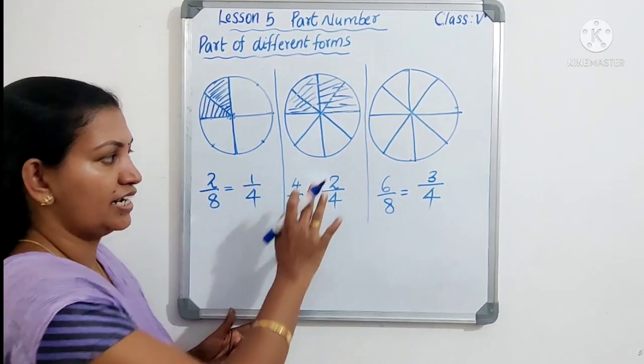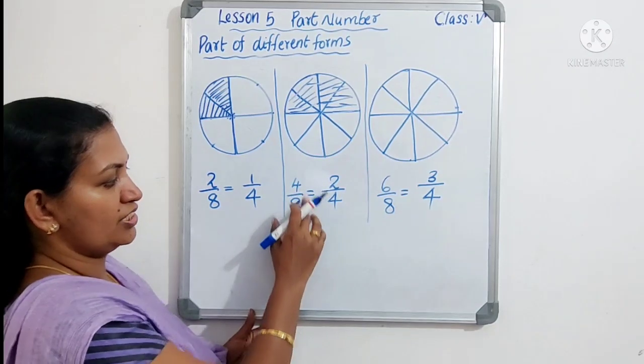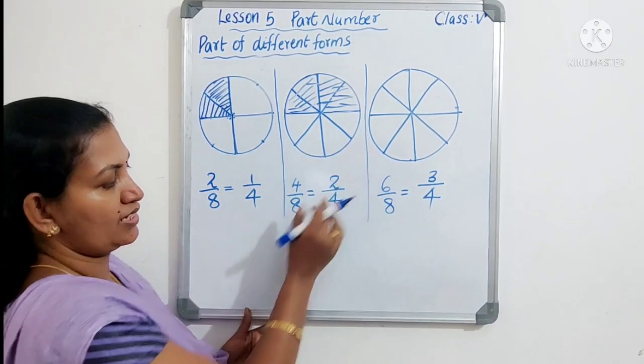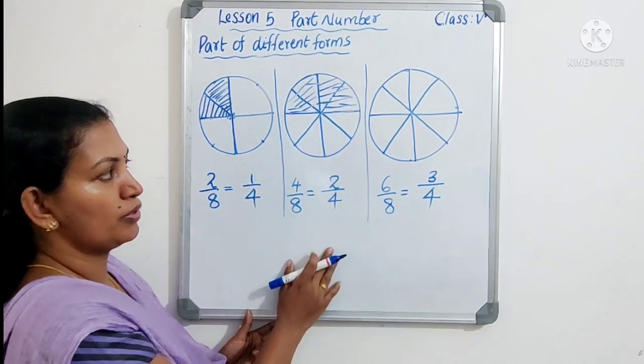Now I shade the circle into 4 shaded parts. Okay, that is 4 by 8. Now the fraction of the circle 4 by 8 is equivalent to 2 by 4. How can you find 2 by 4?